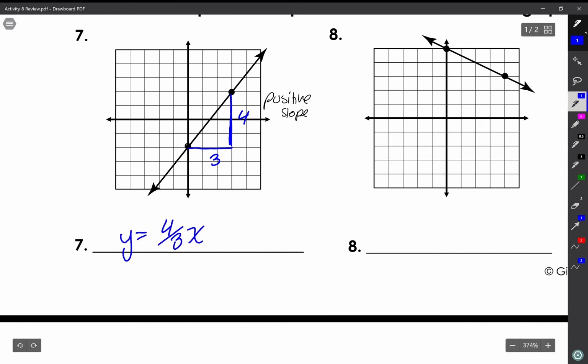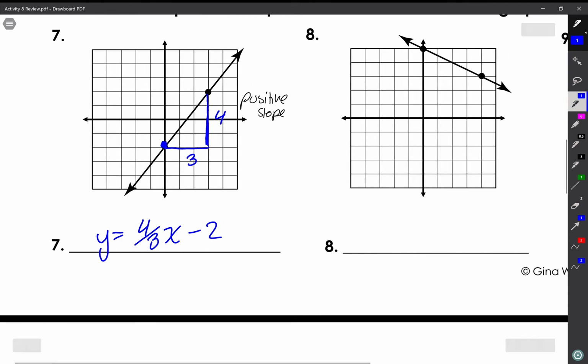So now I want to find b, which is my y-intercept. The y-intercept, remember, is just where the line intersects the y-axis, and in this case it intersects at (0, -2), and that y-coordinate, -2, will be my b. So my equation of the line is y = 4/3 x - 2, and that's my answer.